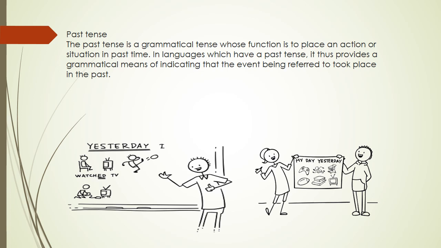The past tense is a grammatical tense whose function is to place an action or situation in past time. In languages which have a past tense, it thus provides a grammatical means of indicating that the event being referred to took place in the past, which means, children, it has already happened. For example, I watched TV yesterday. Okay, children. So this is your past tense.